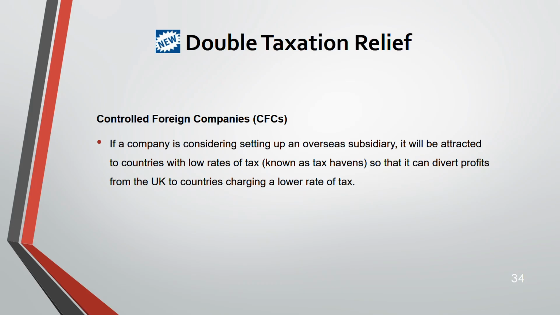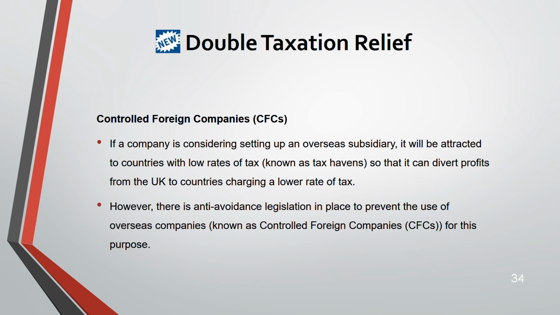Definitely they want to move to a country where the profits are charged at a lower rate of tax, even lower than the UK. If it's higher than the UK, why would they want to set up an overseas subsidiary there and pay high tax? It's no use, right? So they want to divert their profit from the UK to a country where taxes are lower. However, there is an anti-avoidance legislation in place to prevent this from happening.